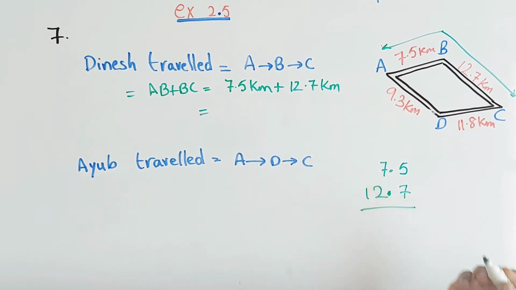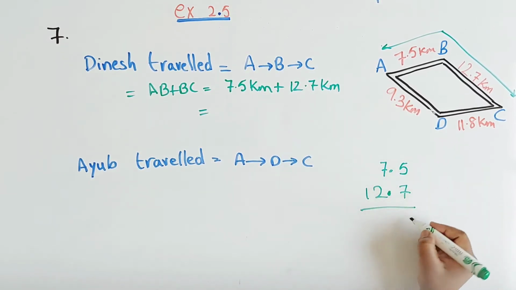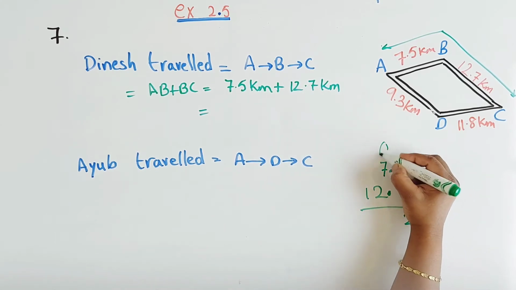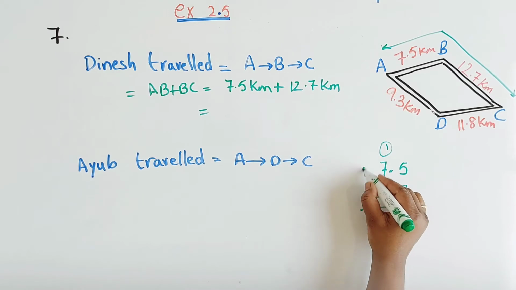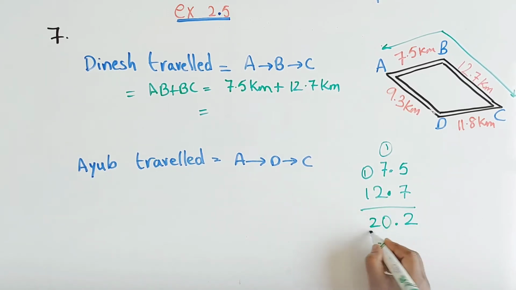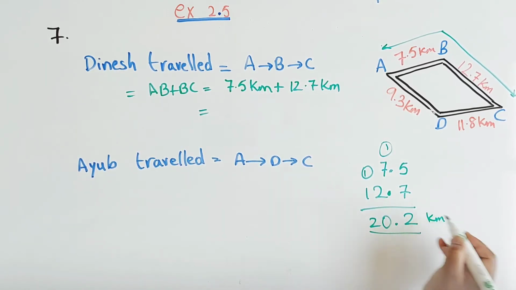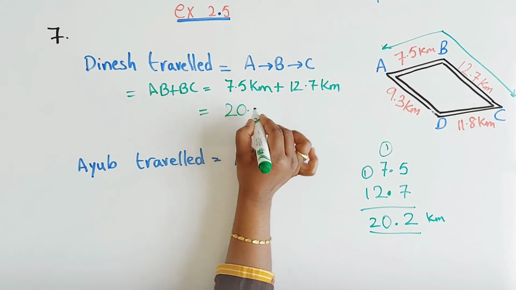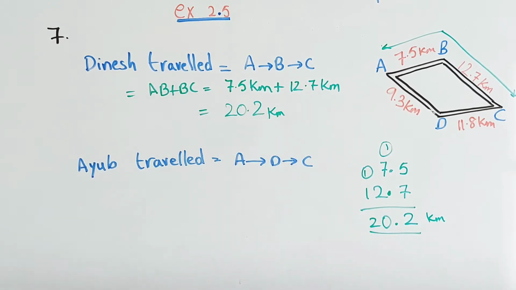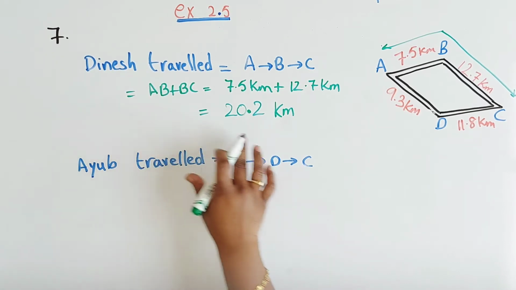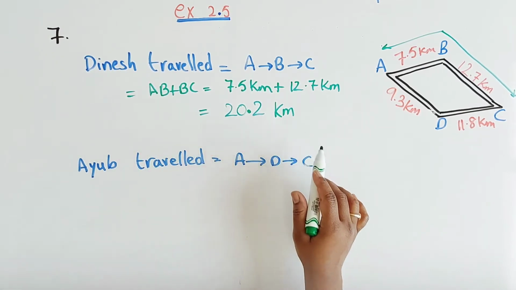Point down, exactly, we have to write the point. Now 5 plus 7, it is 12, children. 1 is carried, and 1 plus 7 is 8. 8 plus 2 is 10, and 1 is carried, so 2. Totally he travelled 20.2 kilometers, children. So Dinesh travelled 20.2 kilometers.